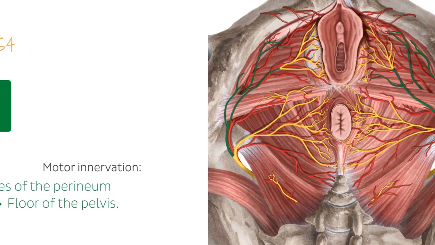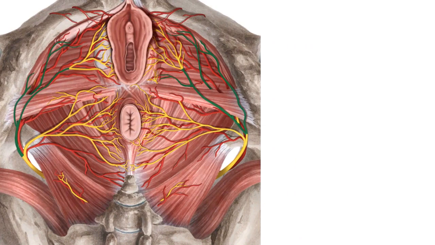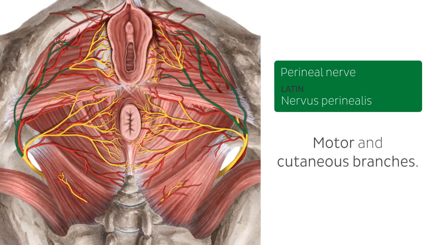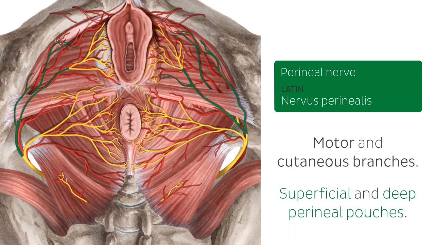Next nerves that we're going to be highlighting here, still on this image, are the perineal nerves. These are major branches of the pudendal nerve, which we talked about before and is now seen here but not highlighted. Now the pudendal nerve passes into the urogenital triangle and gives rise to motor and cutaneous branches. The motor branches innervate the skeletal muscles in the superficial and deep perineal pouches.